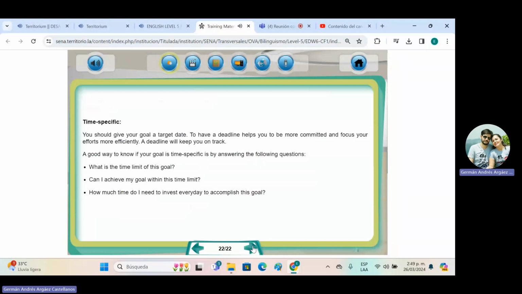Time specific. You should give your goal a target date. To have a deadline helps you to be more committed and focus your efforts more efficiently. A deadline will keep you on track. A good way to know if your goal is time specific is by answering the following questions. What is the time limit of this goal? Can I achieve my goal within this time limit? How much time do I need to invest every day to accomplish this goal?